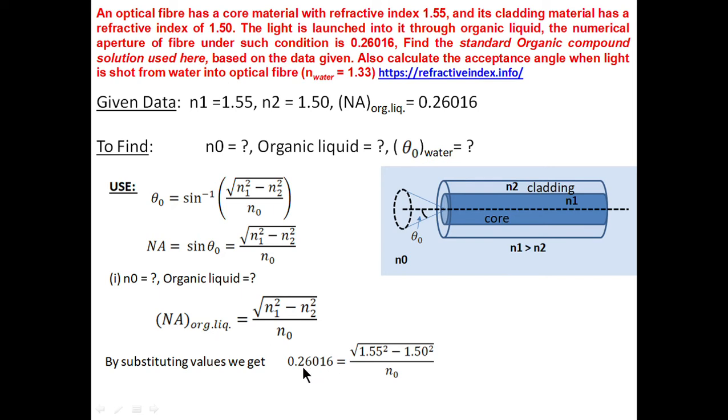When it is kept, you have this equal to root of 1.55 square minus 1.50 square, whole root, divided by n naught. You shift this parameter, which has to be calculated. N naught is equal to root of this divided by 0.26016, and finally you will calculate n naught is equal to 1.501. So this is the refractive index of the surrounding medium, or the organic liquid.